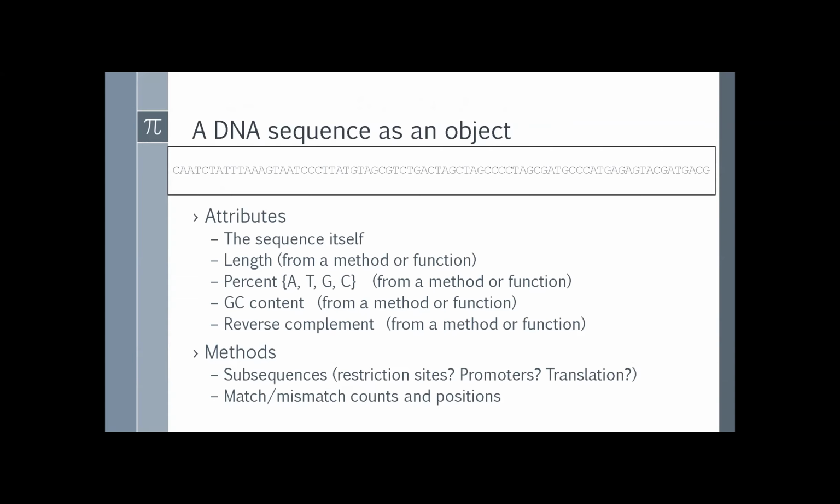And let's think about the DNA sequence as an object, because basically a DNA sequence is data. So what are the attributes of a DNA sequence? There's going to be the sequence itself, and again, that's going to be a long string of A's, T's, G's, and C's. It's also going to have length. It's going to have some percentage of A's, T's, G's, and C's. It's going to have a GC content. And for people who deal with DNA, especially on a molecular level, the GC content tends to be very important for understanding some of the physical and chemical properties of the DNA sequence. It's also going to have a reverse complement.